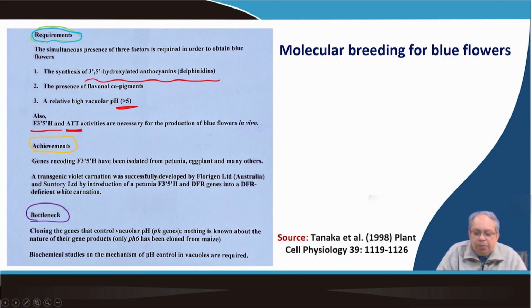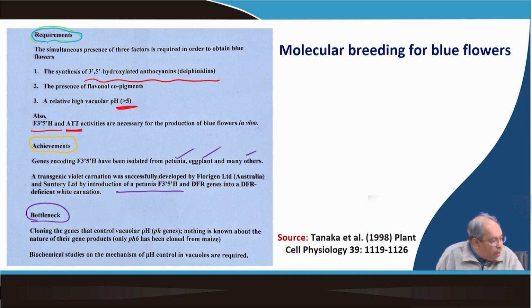Achievements: genes encoding F3'5'H have been isolated from petunia, eggplant and many others, and a transgenic violet carnation was successfully developed by Florigene Limited and Suntory Limited, one an Australian and the other a Japan based company. There they introduced a petunia F3'5'H and DFR gene into a DFR deficient white carnation. White carnation is DFR deficient, that means DFR genes are not working there. If DFR is not working, then you know what happens, dihydrokaempferol will accumulate.